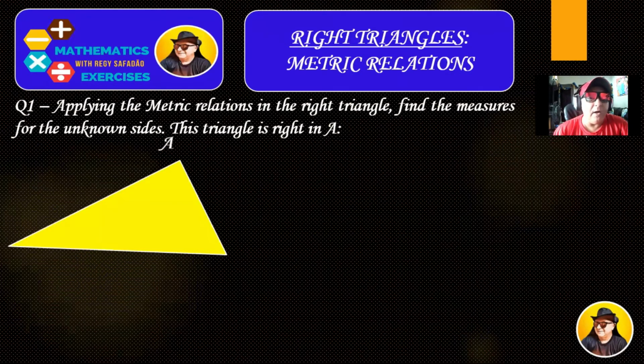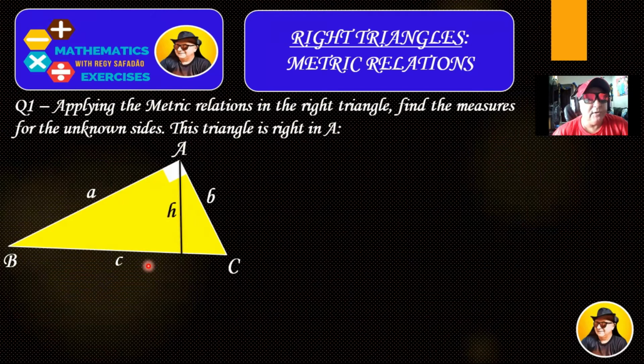So we have here a yellow triangle with corners A, B, and C. Don't forget, this triangle is right in A. Let me get a laser pointer here in order to show you better. So this is corner A, and it is right in A. The largest side of the triangle is the hypotenuse, so C is the hypotenuse. A and B are the other sides, the legs.